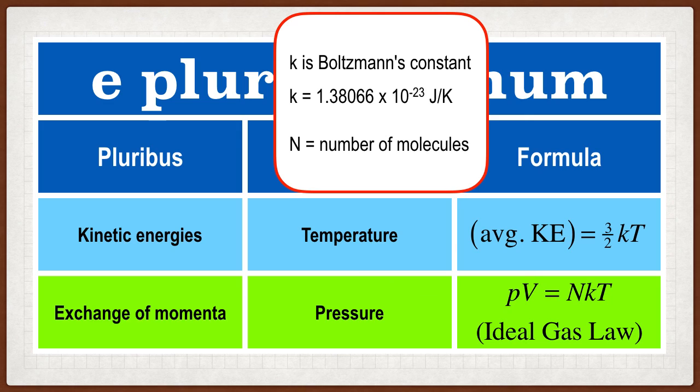And it has this weird value, 1.38066 times 10 to the minus 23 joules per Kelvin. Capital N in the ideal gas law is the number of molecules in your container. In the ideal gas law, lowercase p stands for pressure. Capital V stands for the volume. Go ahead and add that to your notes. In the ideal gas law, capital V stands for volume.